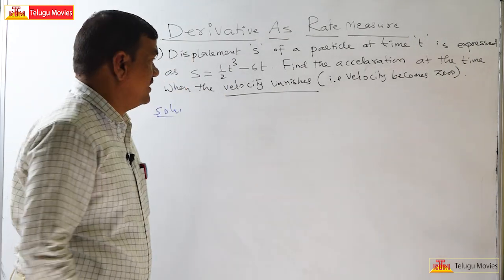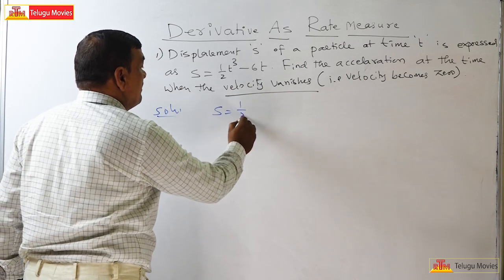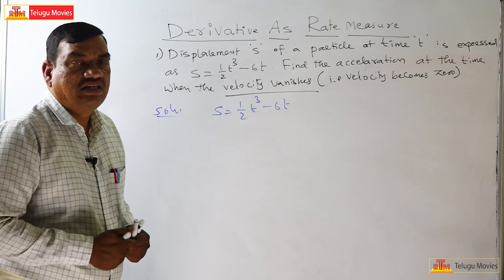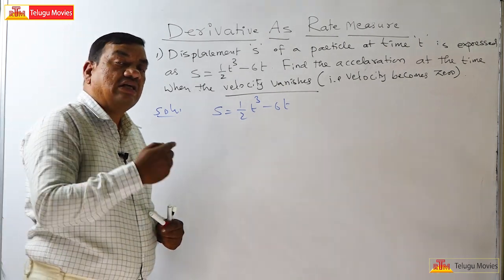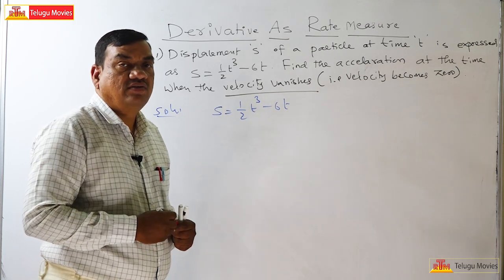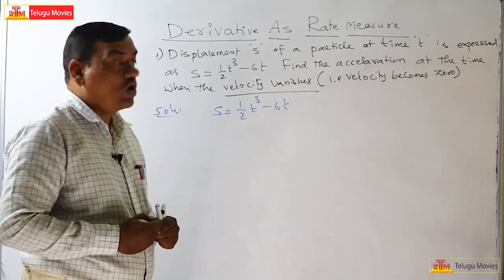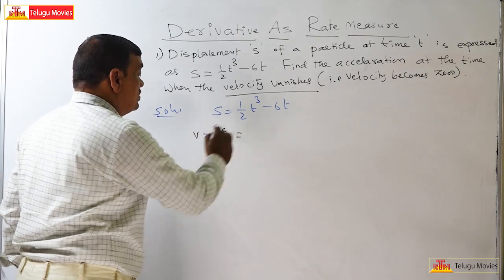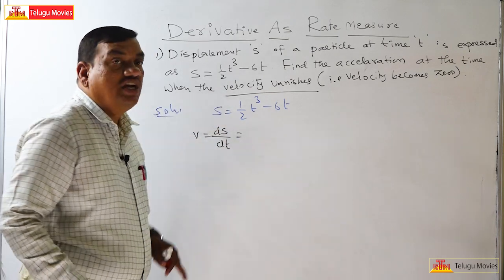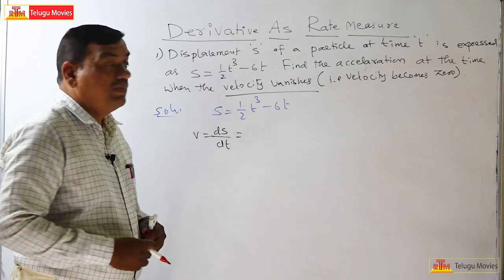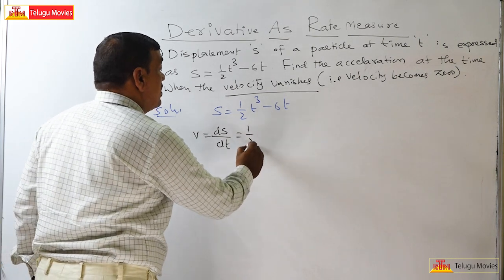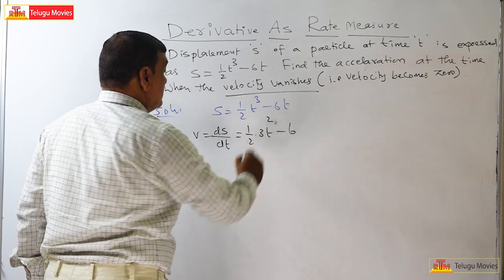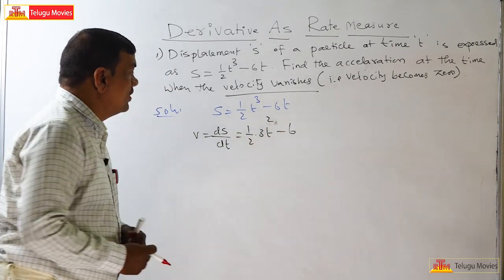First find the velocity. The displacement is given as (1/2)t³ − 6t. What is velocity? The rate of change of displacement is called velocity. That means velocity is equal to the rate of change of displacement, so we have to differentiate the function s with respect to t. So this is equal to (1/2)(3t²) − 6, so no cancellation.